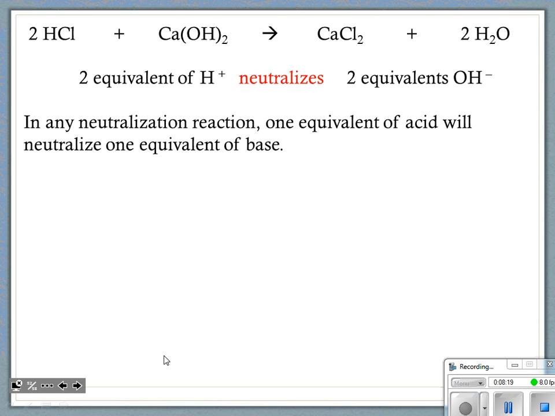Now here is a balanced equation. Would you agree that that equation is balanced? Would you agree that that's a neutralization reaction? Okay. Now, if you look in the balanced chemical equation, it says that 2 moles of hydrochloric acid will react with 1 mole of calcium hydroxide to yield 1 mole of calcium chloride and 2 moles of water. Balanced chemical equation.